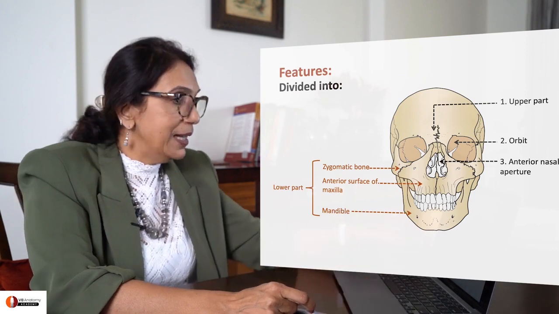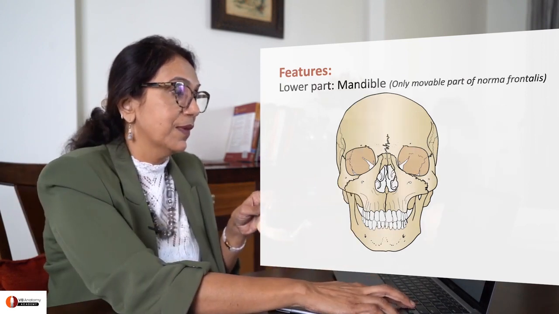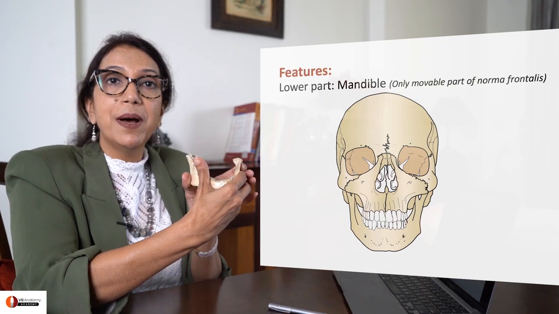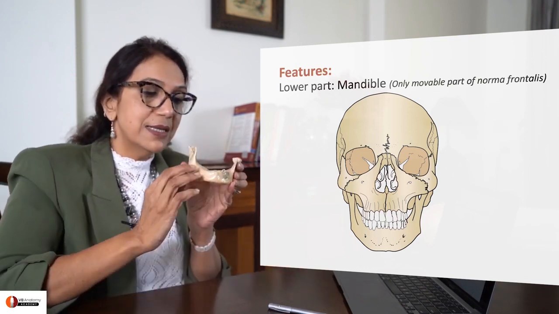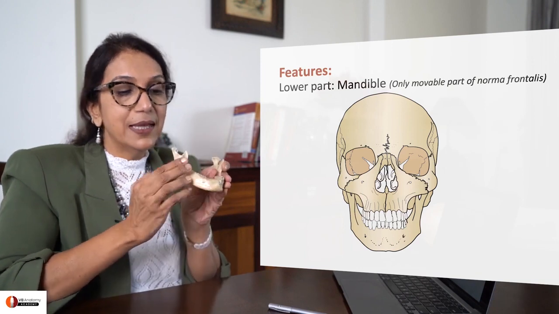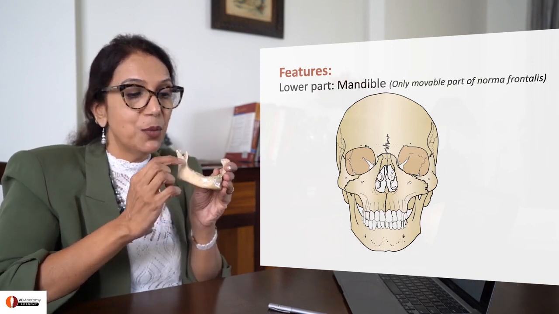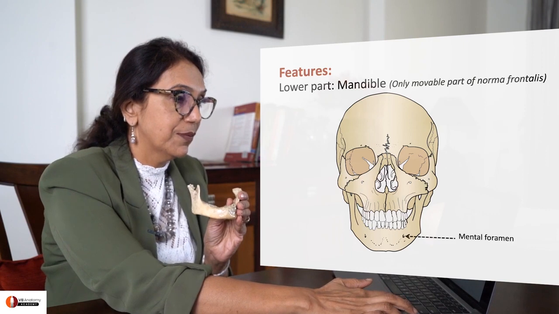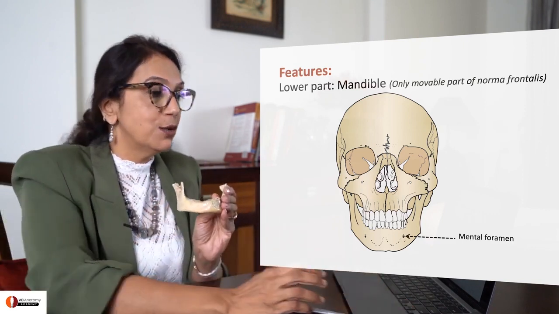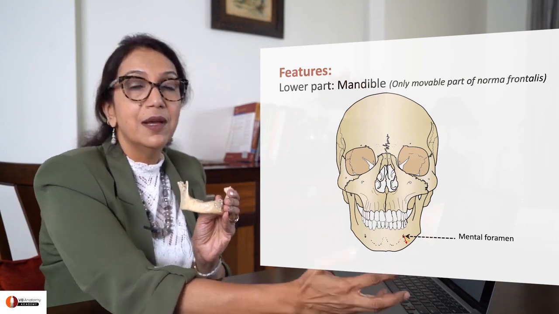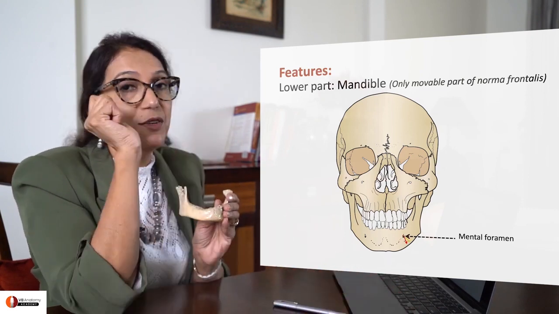Okay, so the mandible. It's the only movable part of Norma Frontalis. This is the mandible. It consists of a body of mandible and the ramus of mandible. The body has a mental foramen on it, through which emerge mental nerves and vessels, which are branches of the mandibular division of trigeminal.